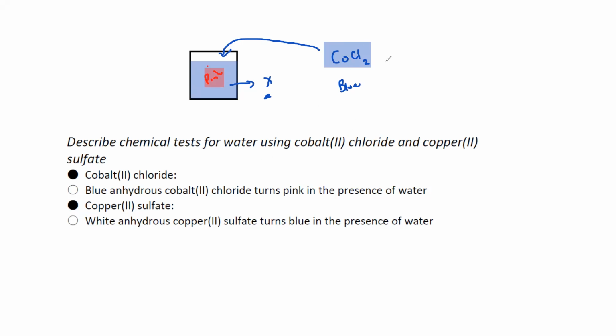And what is the equation for this reaction? You should know the equation: we have cobalt chloride, CoCl2, plus water molecules, 6H2O. The reaction is reversible, so it will form CoCl2·6H2O. What is the meaning of this dot 6H2O? It means it is water of crystallization.